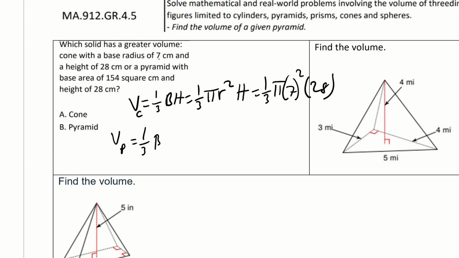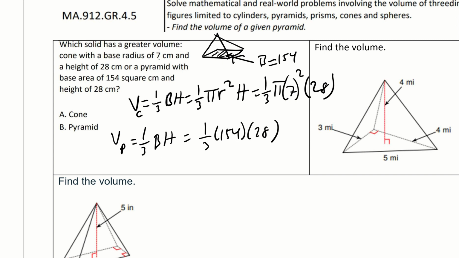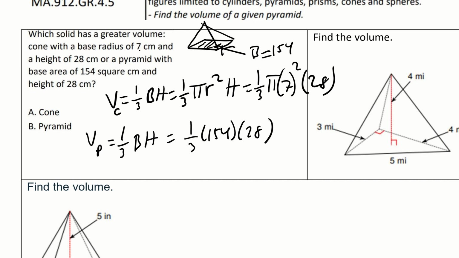Same formula, 1/3 BH. But this time they said that the base area of the pyramid, they're saying that that base area is 154. So they actually already give you this. That's the base area. And then they said that the height is 28, right? So 1/3 times 154 times 28. Okay? So there it is. And then we're going to figure out which one is bigger. So we're going to figure that out now.